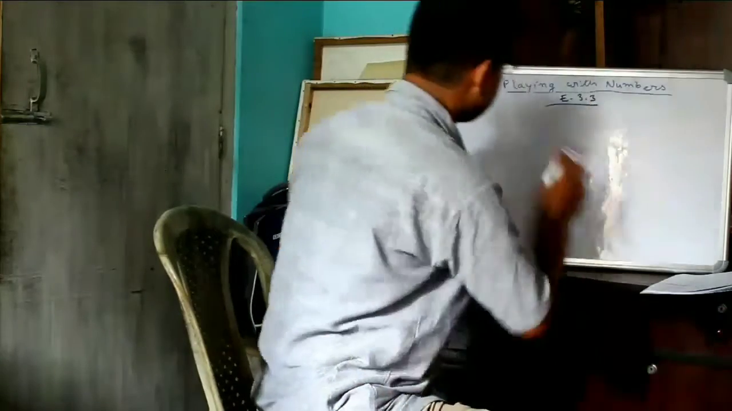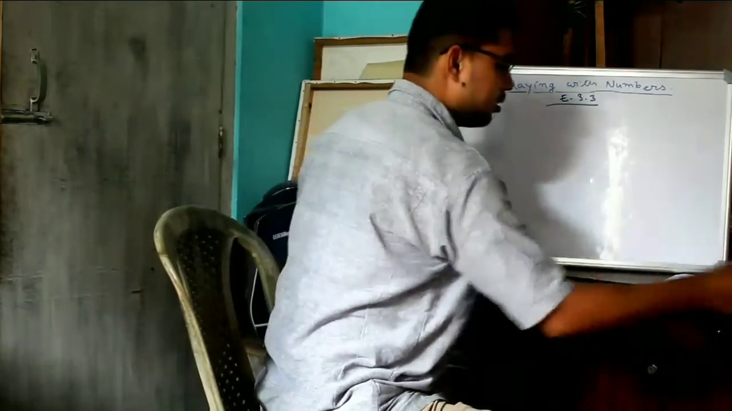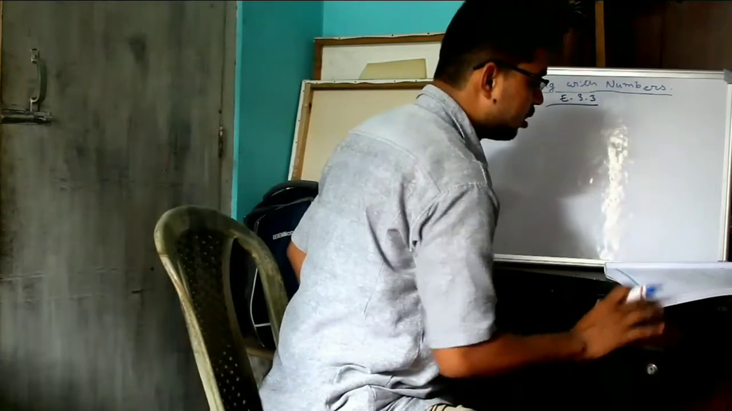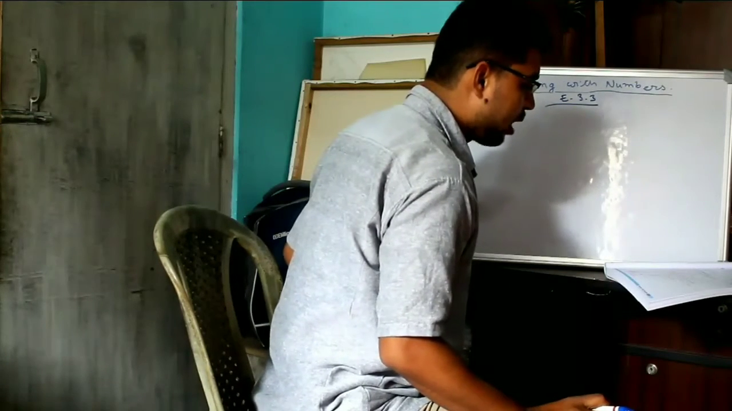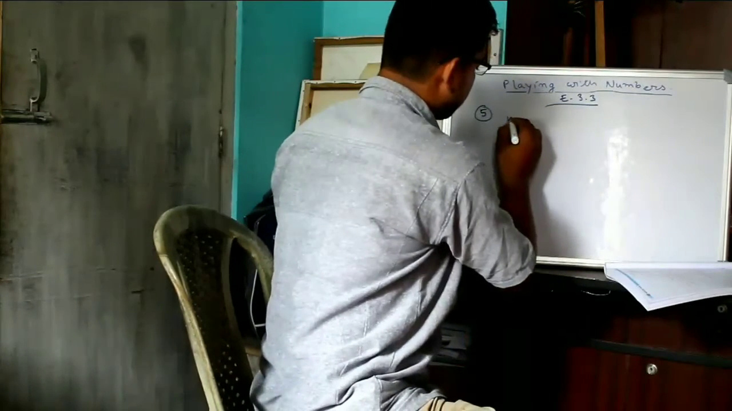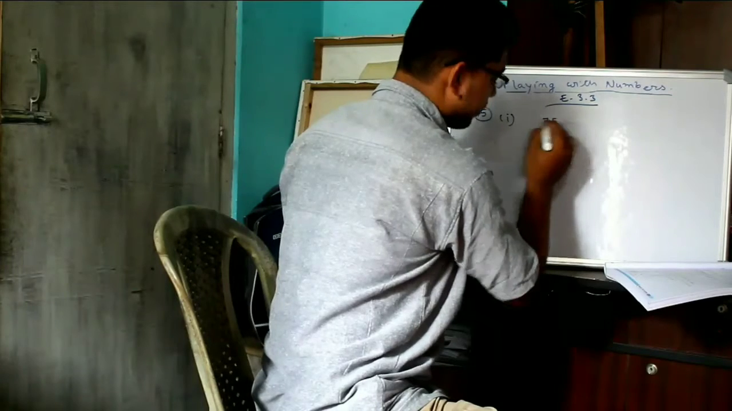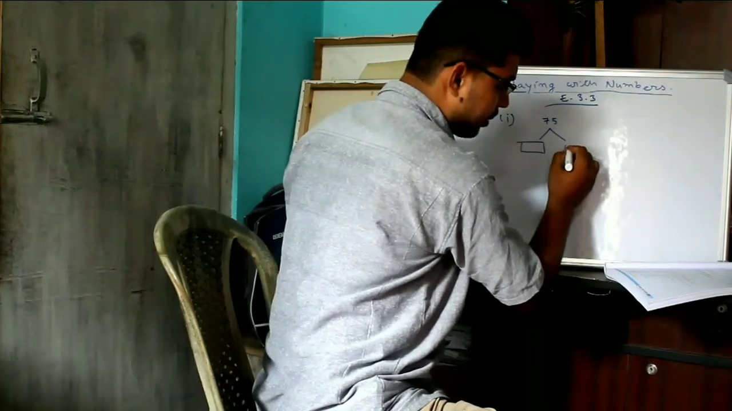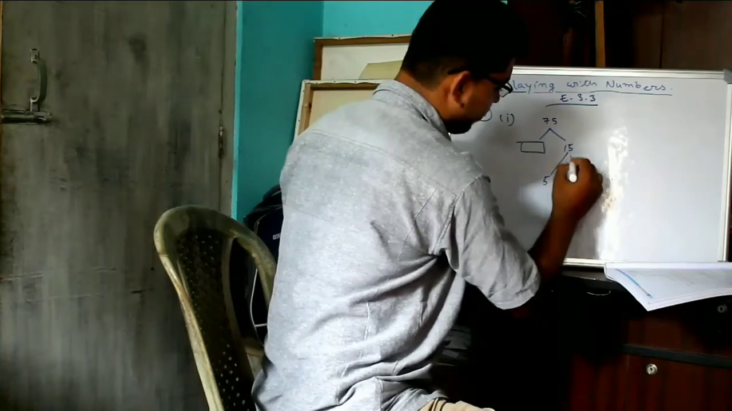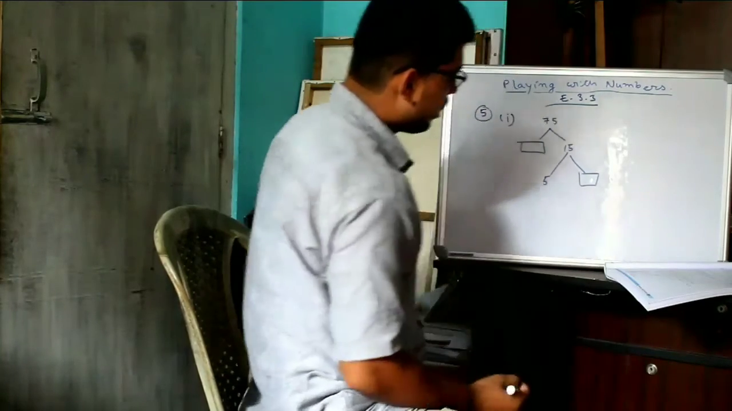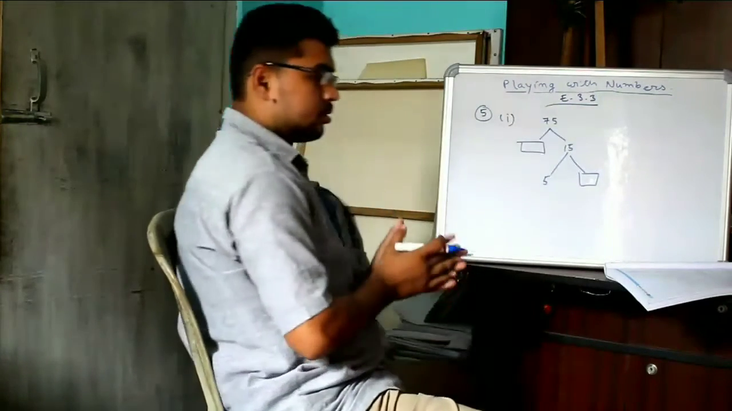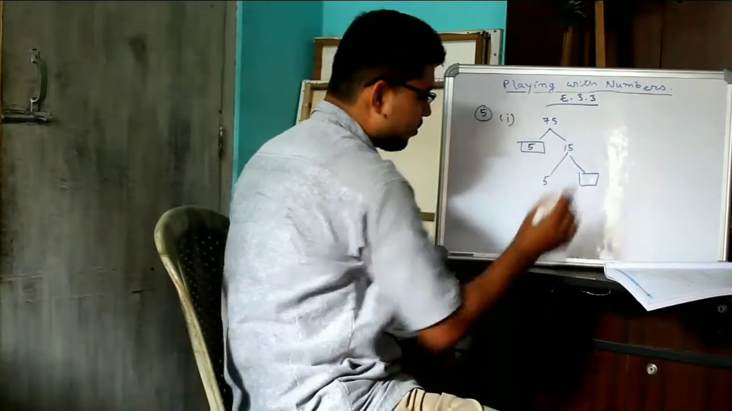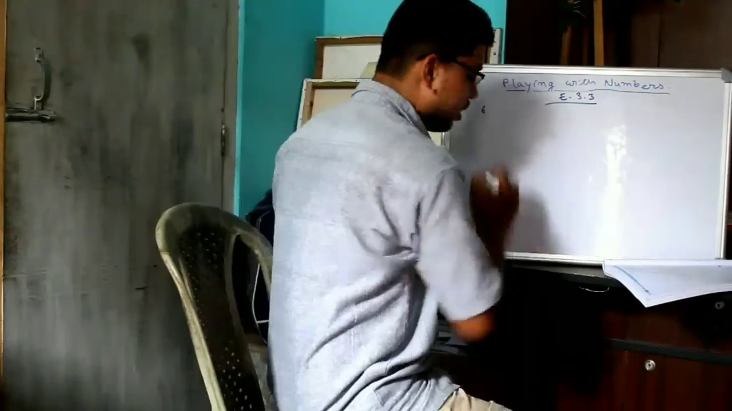Next, number 5. Complete each factor tree. Do not use 1 as a factor. Okay, 75. Here 15, 5. See, 15 into 5 is 75. So here 5 and 15.